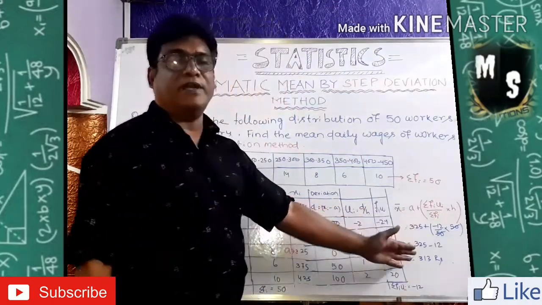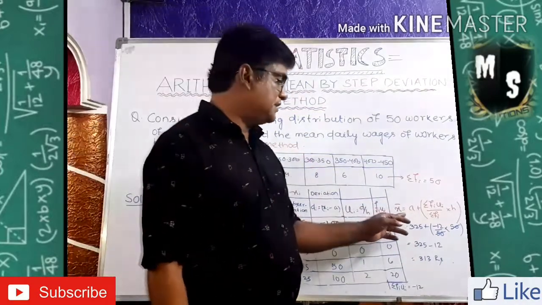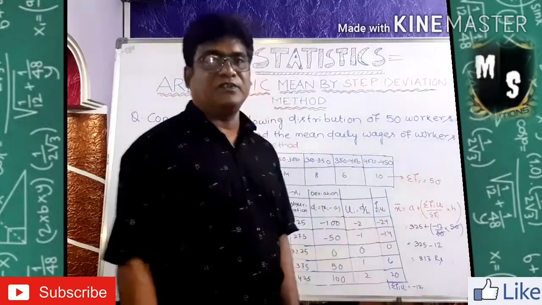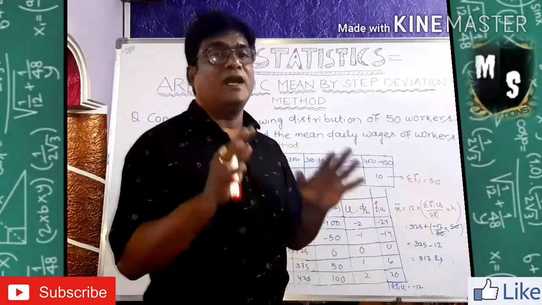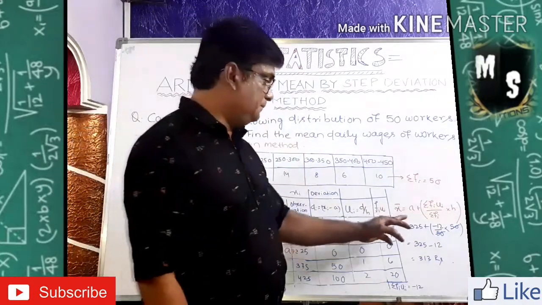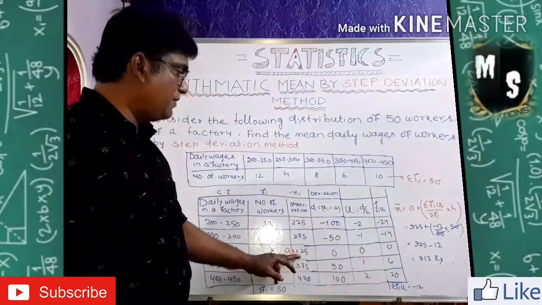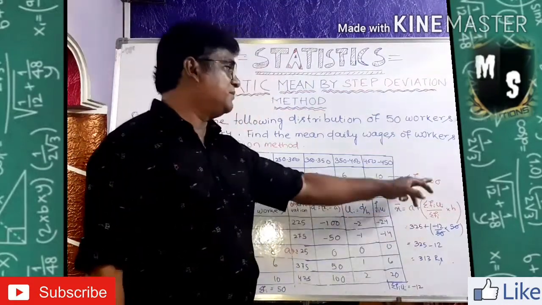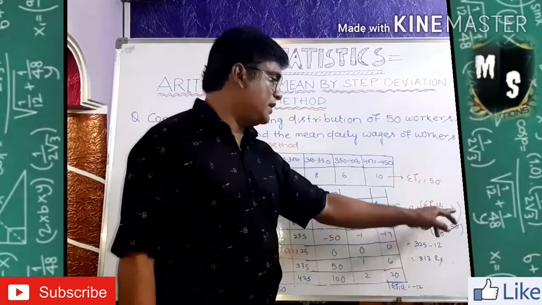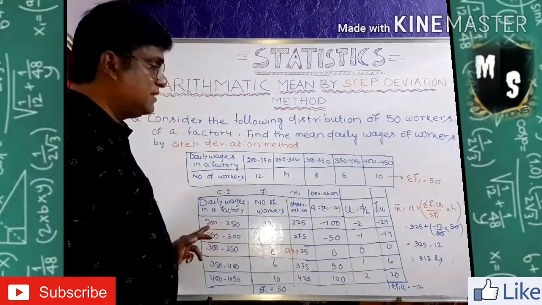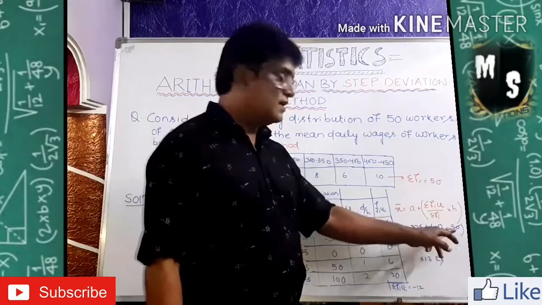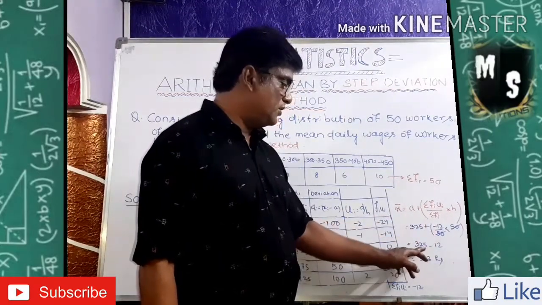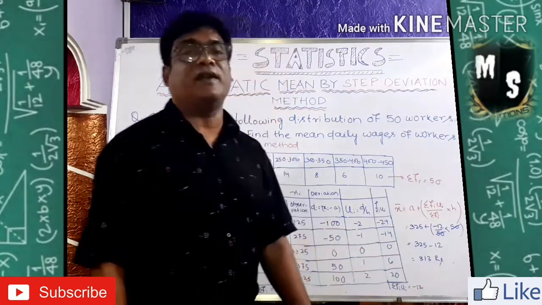Then I am ready for my formula. What is the formula? X mean equal to A plus sigma Fi UI by sigma Fi into H. So this formula must be learned by heart nicely. A is 325. Sigma Fi UI is minus 12 here, by sigma Fi, which is 50, into H, the length of the class interval, which is 50. Just the 50s cancel, and due to the minus I put it in a bracket. So it is 325 minus 12, which comes to 313 rupees.